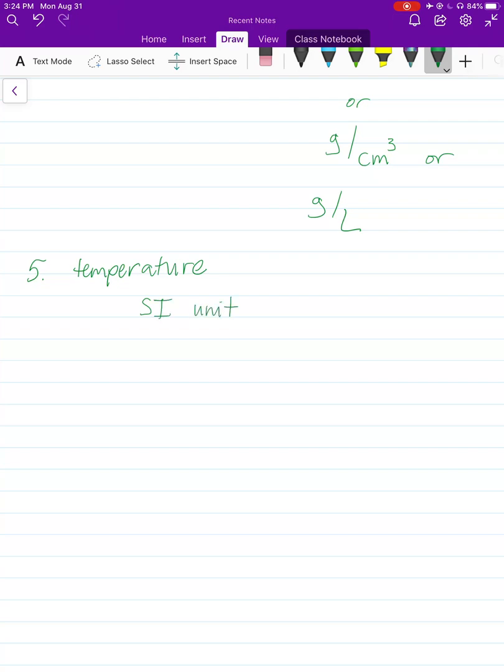The SI unit for temperature is Kelvin, not degree Kelvin, just plain old capital letter K, Kelvin. Kelvins are not referred to as degrees. Now, you're probably not used to measuring or thinking about temperature in Kelvin.